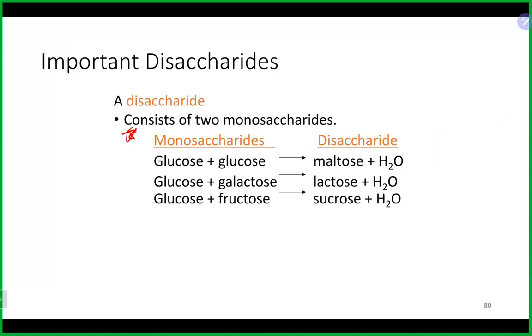So the disaccharide maltose is made up of 2 glucose molecules. Lactose is made up of glucose and galactose, and sucrose, which is table sugar, is made up of glucose and fructose. So let's take a look at each of these individually, but you do need to know what maltose, lactose, and sucrose are made up of, what the 2 monosaccharides are to make those up.